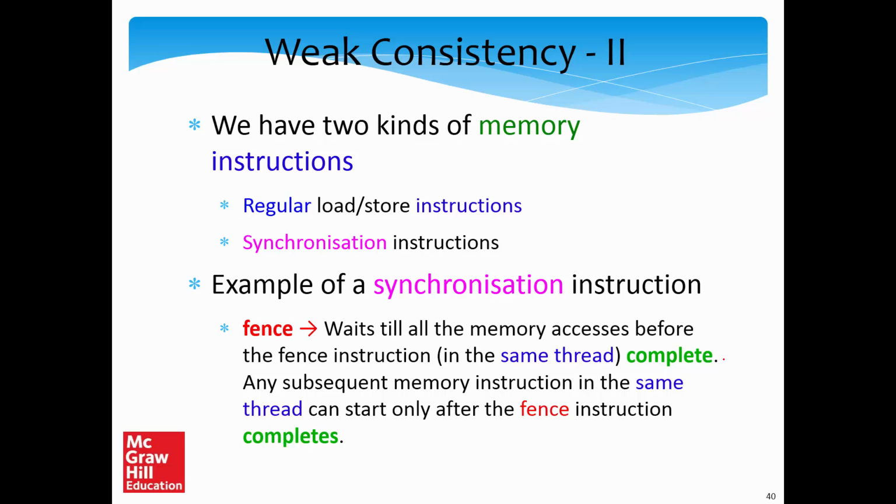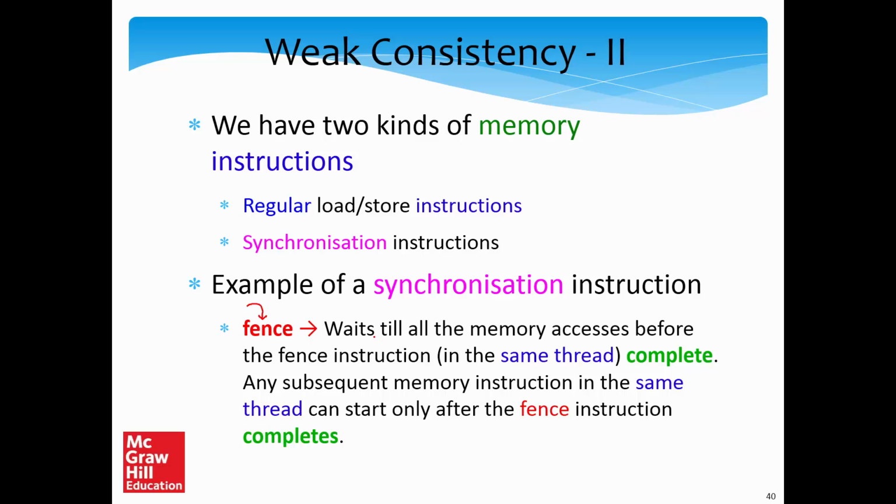So let's assume that to program in a weakly consistent system, we have two kinds of memory instructions. We will have regular load store instructions, read write instructions. But since ordering is not very strictly followed, we will have some additional instructions called synchronization instructions. An example of a synchronization instruction is as follows. We can have a fence instruction.